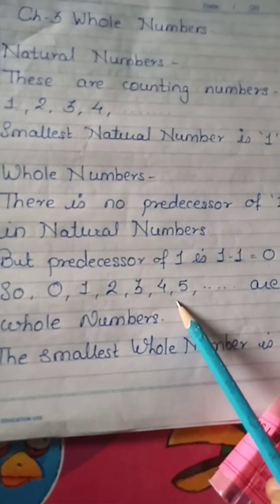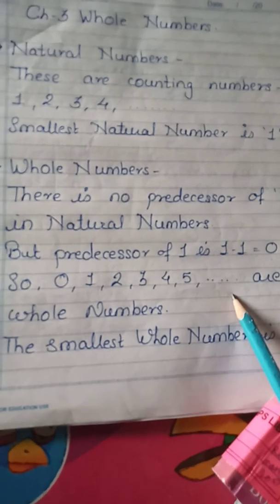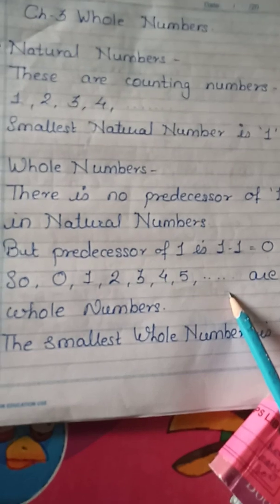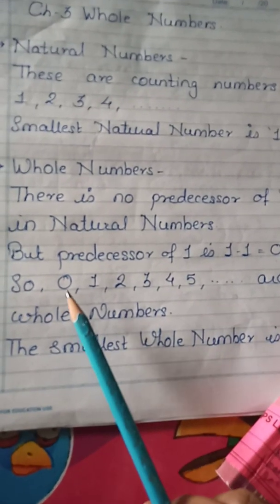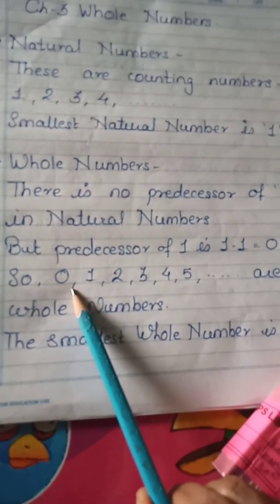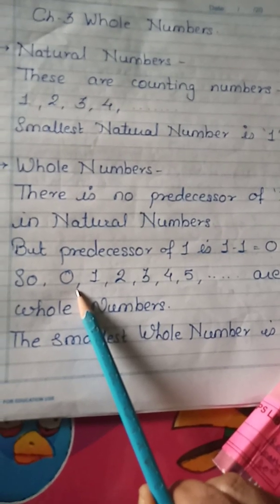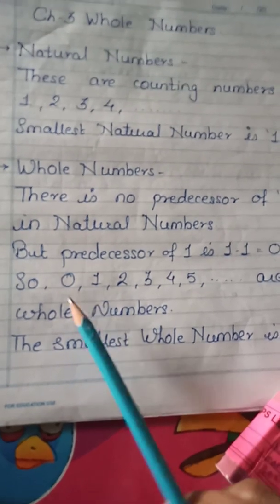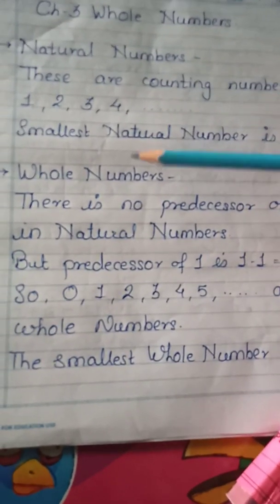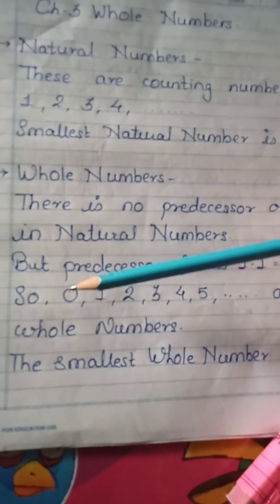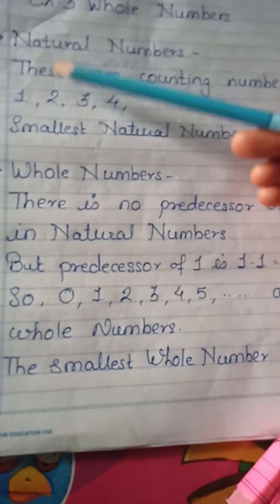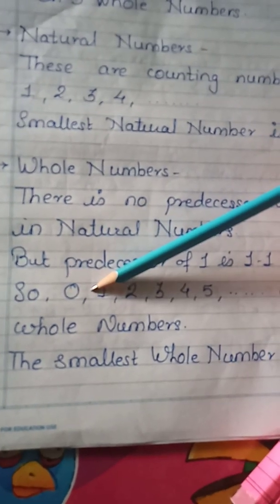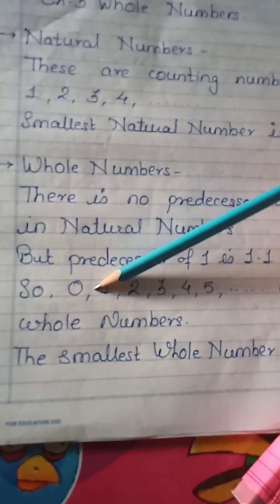Whole numbers also extend infinitely. I repeat, whole numbers also extend infinitely. So, the smallest whole number is 0, whereas the greatest whole number we cannot say because it extends infinitely. The difference between natural numbers and whole numbers is of 0 only. The smallest natural number is 1, whereas the smallest whole number is 0.